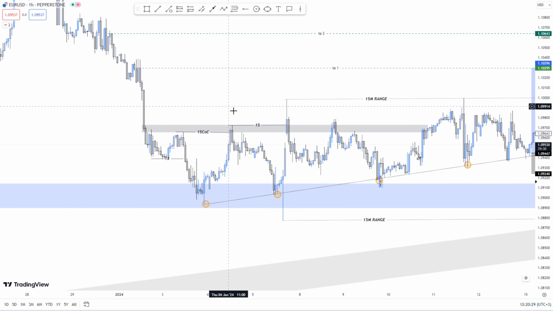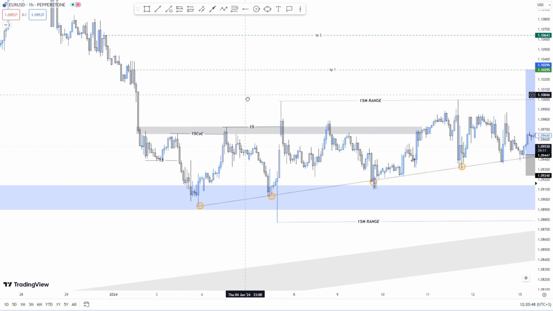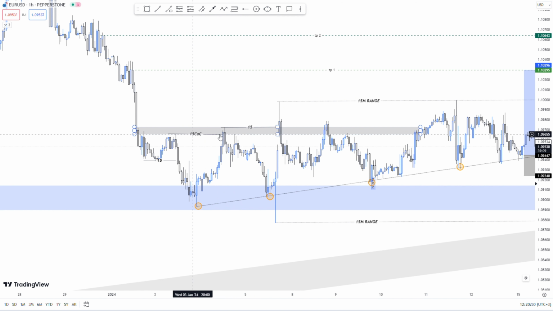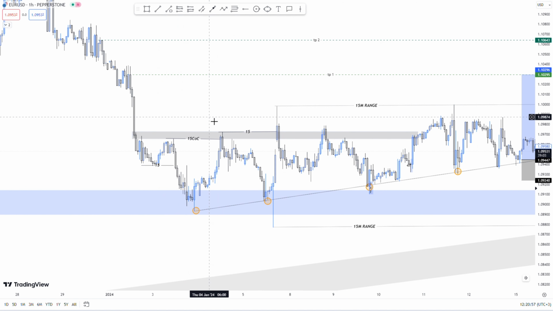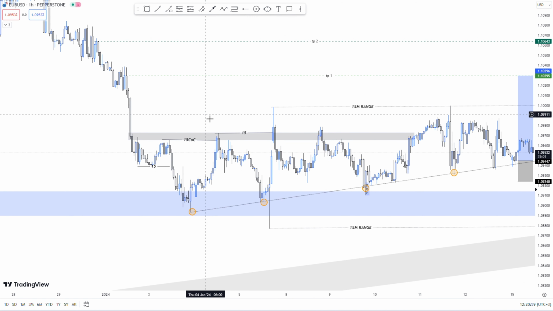We all need a confirmation so that we can find a setup. So this change of character is an indication that it might happen. The minute this high again is broken, it's a confirmation that the buyers are now in control. And for me, what I usually do, I don't trade the change of character, I trade the break of structure after a change of character, and this gives me a lot of confidence in my trades.